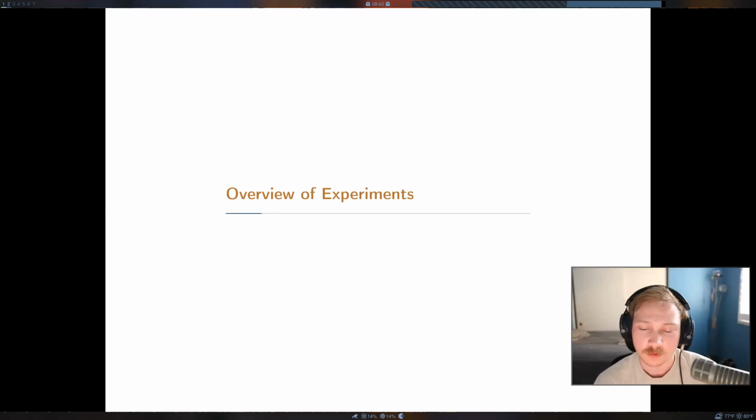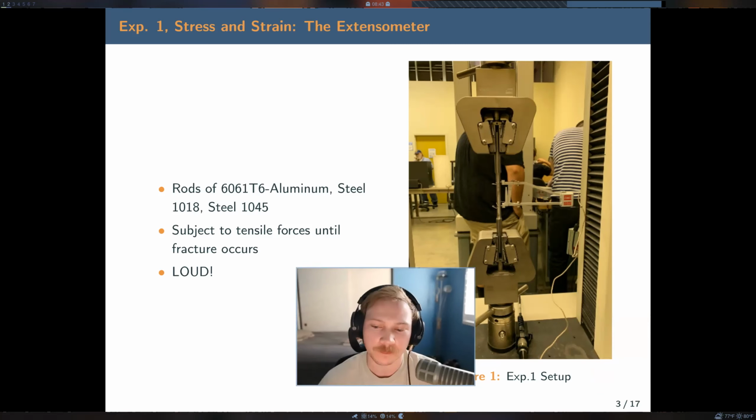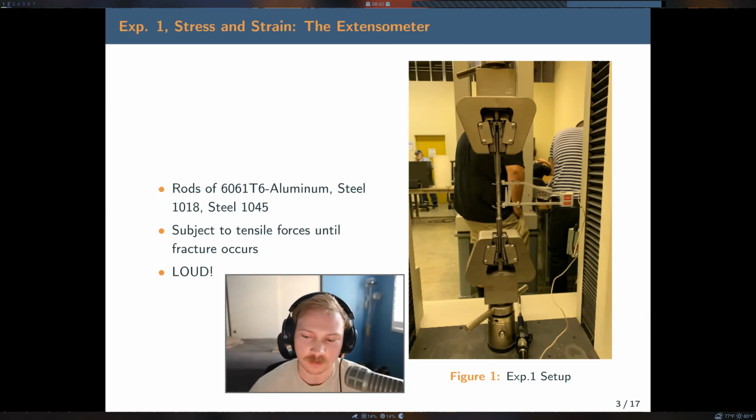Okay, so before we talk about the syllabus, I want to give a bit of an overview of the experiments that we're going to do, just to give you an idea of what we're doing in this class. The very first experiment is a pretty cool one to start out on. The title is boring, yeah. It's stress and strain and the extensometer. The extensometer is this little tool or device that you see here. Of course, we're going to talk about that in depth next week once we get to the lecture.